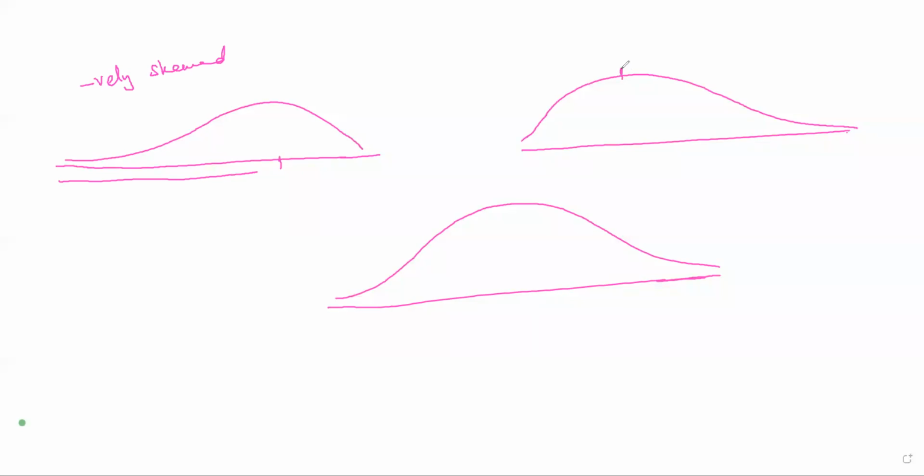And here, if this is the mean over here, then you see that there are more observations after the mean. So that means this is going to be positively skewed data, okay? This one is evenly poised data over here. So there's an equal number of observations before the mean and after the mean, okay?